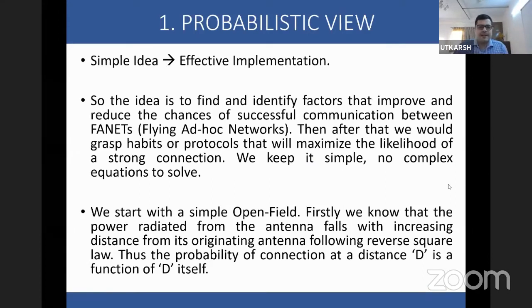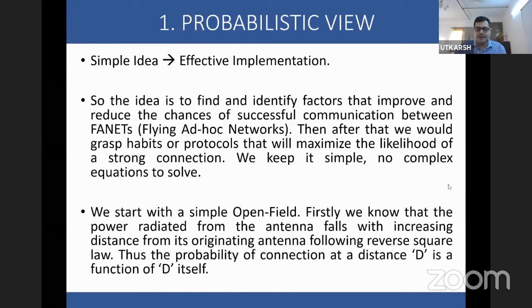We have a very simple idea, which is effective implementation of a communication network. The idea is to identify factors that will improve and reduce the chances of successful communication between FANETs. Now, FANETs are flying ad-hoc networks. All sorts of drones and UAVs are FANETs. Then after that, we would grasp the habits or protocols that will maximize the likelihood of a strong connection. We keep it simple, so no complex equations to solve. We'll not show any complex equations here.